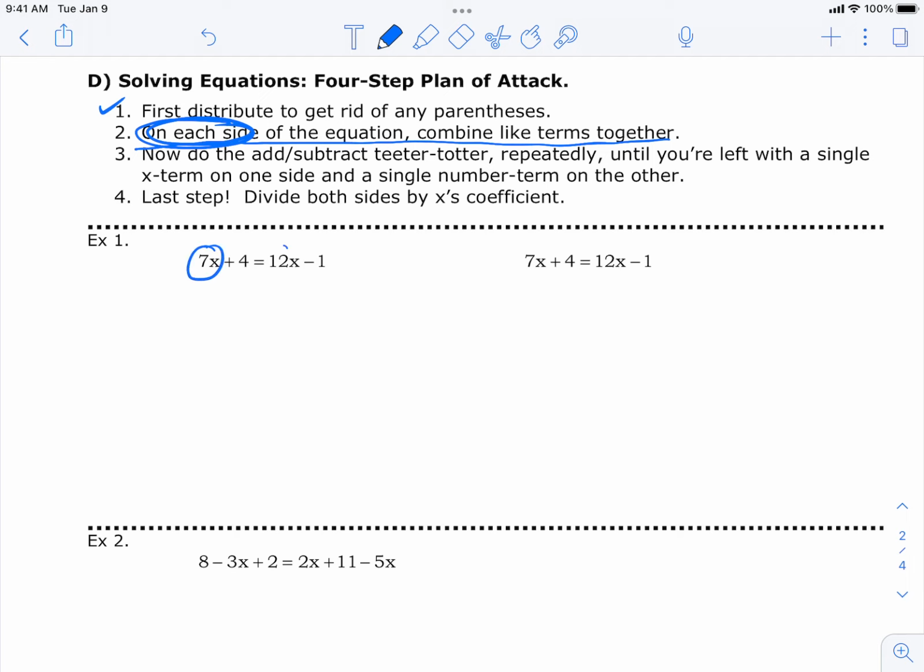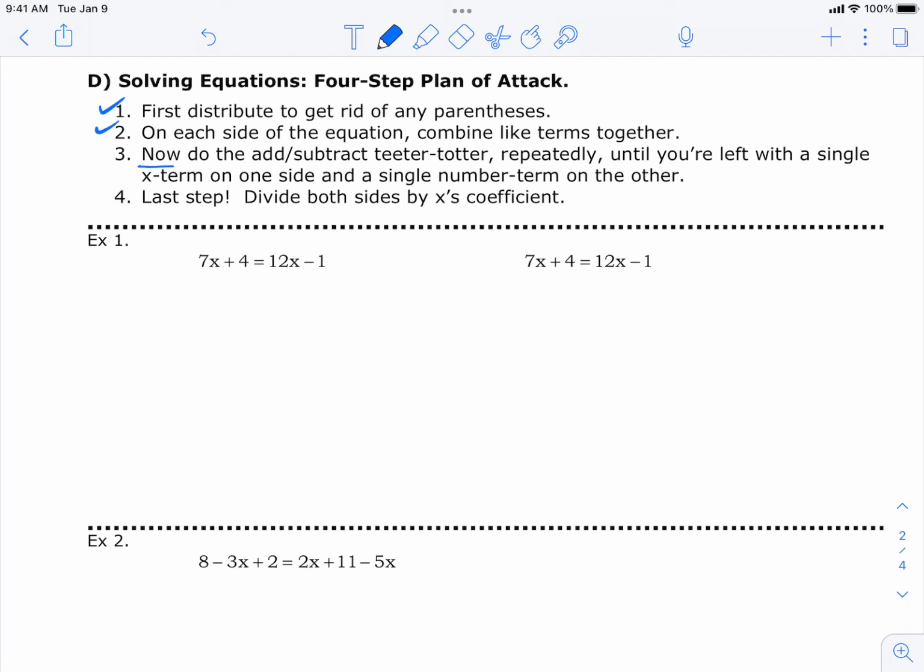On each side is very important, because what you do not want to do is think in terms of combining the 7x and the 12x. You can't. They're not on the same side of the equation. You don't want to be thinking of combining the 4 and the negative 1, because they're separated by the equals. The equals is like a dividing line. You don't combine things that are on different sides of the field, so to speak. So actually, step 2, there's nothing to do there either. So I guess you'd say it's done.